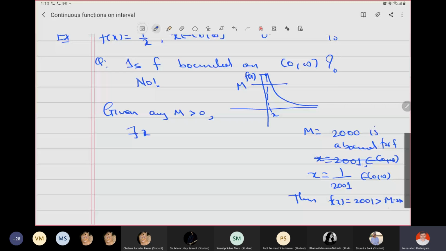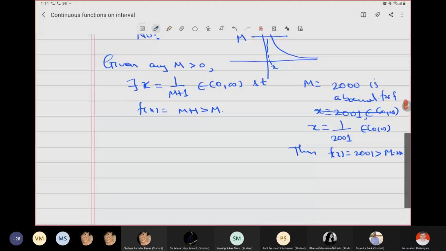So there exists x. And given any M, what is the choice for x? 1 upon M plus 1, which is in the domain, right? Whatever M is given, I can give you x, which is 1 upon M plus 1, such that f of x is M plus 1, strictly greater than M. So no number is a bound.